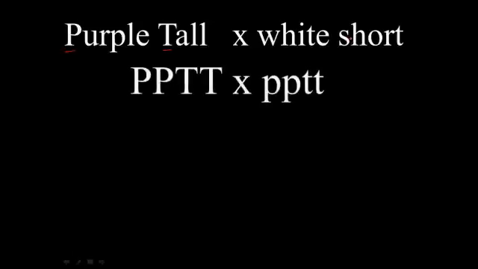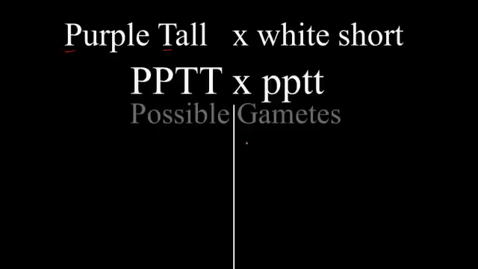Purple is dominant, so I'll use big P, and tall is dominant, so I'll use big T. White is recessive, and short is recessive. Now, the first thing I do, always, just like always, is ask myself, what are the possible gametes? And the first thing I always do is draw a line between the two parents. And I say, okay, what are my possible gametes? What are my possible egg cells? What are my possible sperm cells?